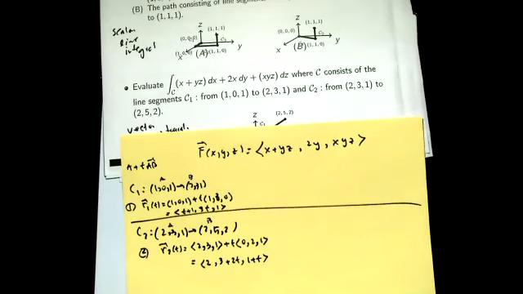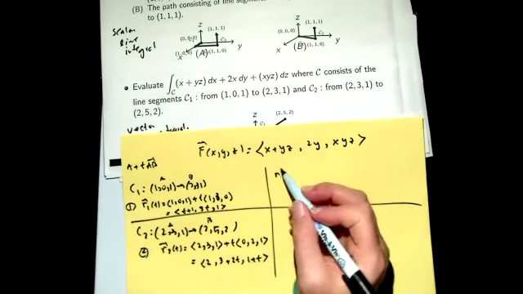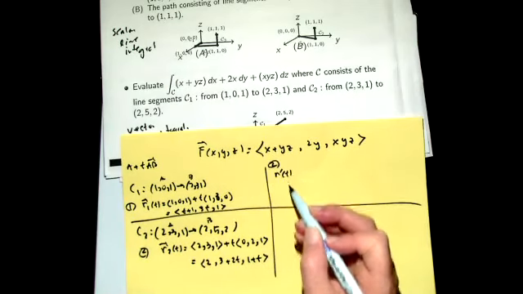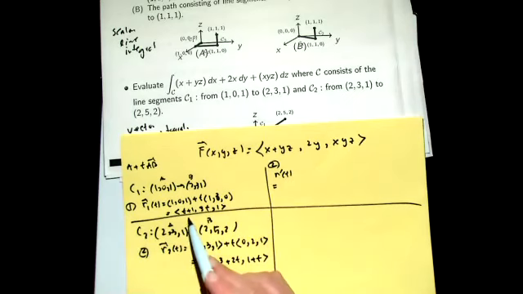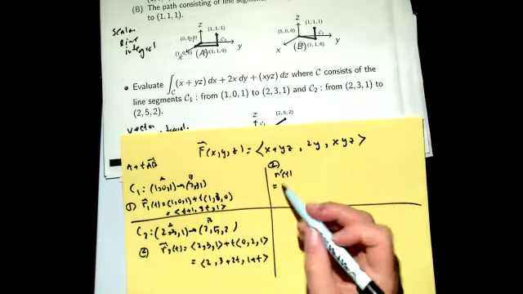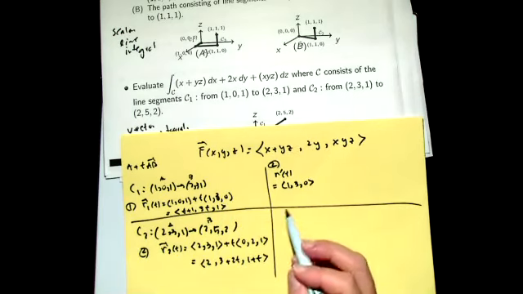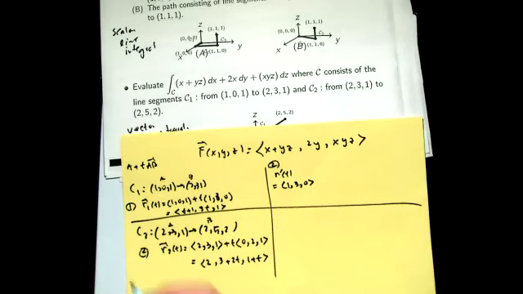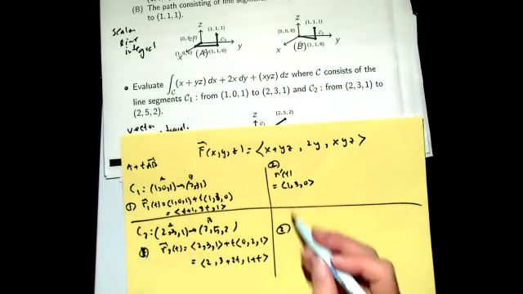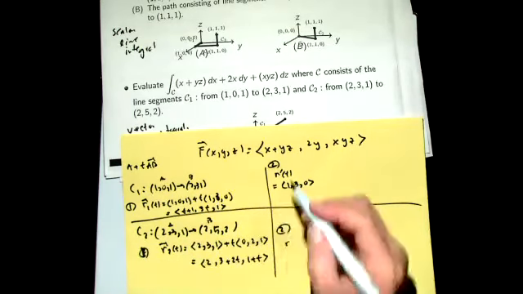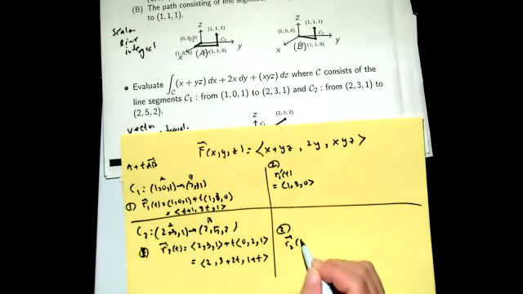Parameterization is done. For vector line integral, I need the R prime, right? I don't need the magnitude, I just need the R prime. So step 2, R prime of T is going to be what? What multiplies T? This is R1 prime, R2 prime. R1 prime is 1, 3, 0, and R2 prime is 0, 2, 1.